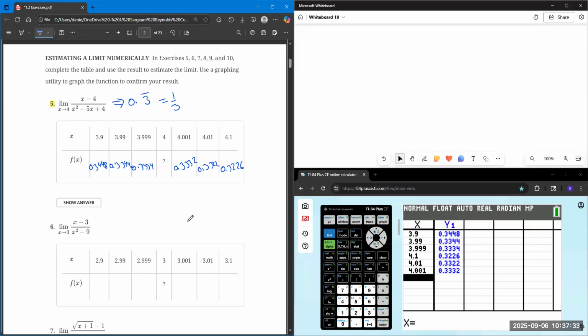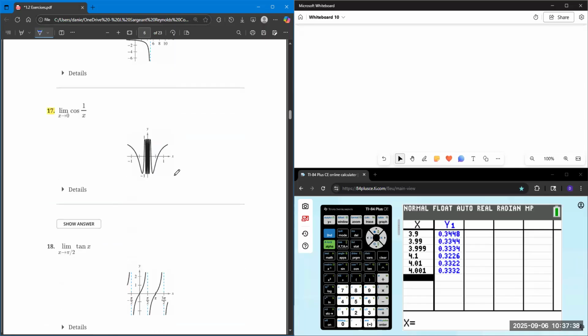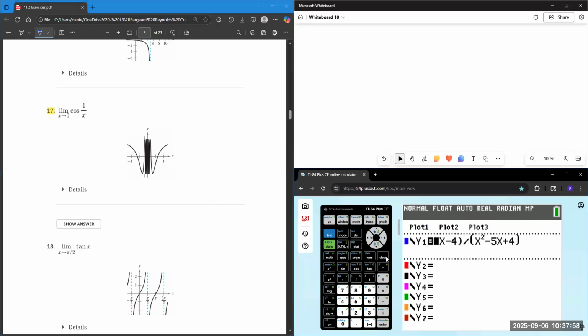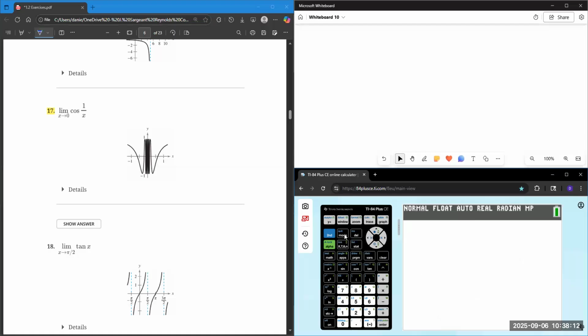So number 17. Here's some oscillating behavior. That's what I was trying to think of was sine of 1 over x. I said sine of x divided by x, and that was the wrong thing, but I was trying to think of sine of 1 over x. Cosine of 1 over x will do the same thing. So cosine of 1 over x, I want to make sure that x is in radians and not degrees here. Good, it is.